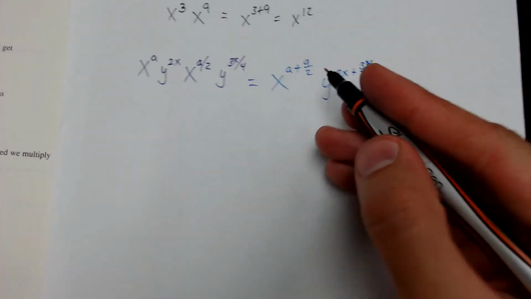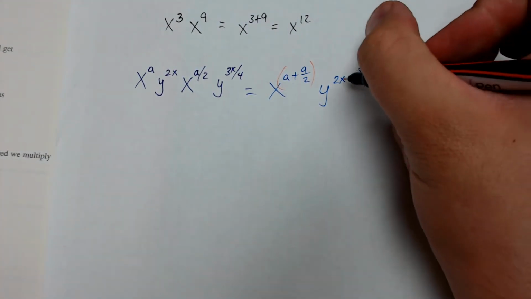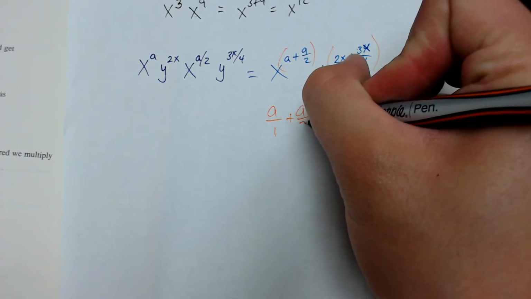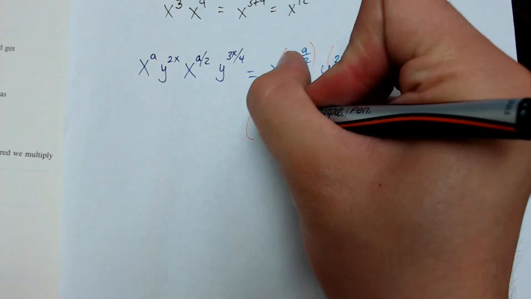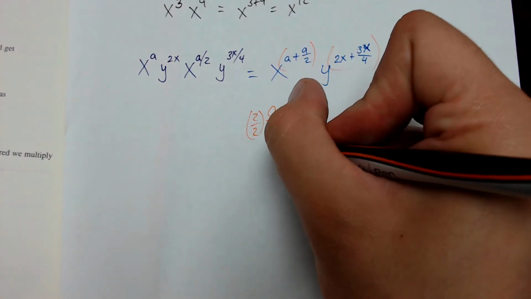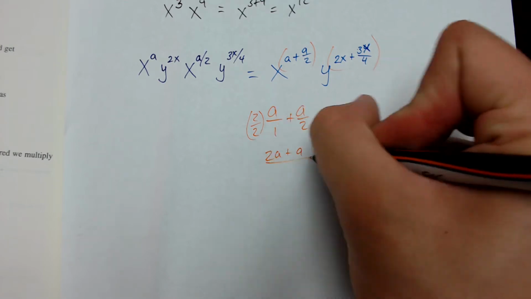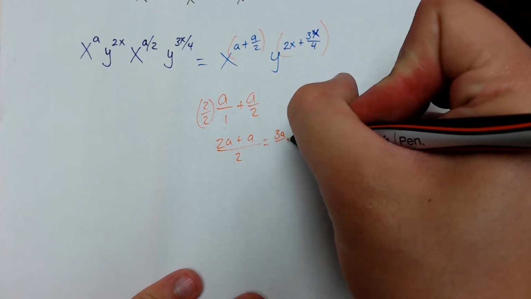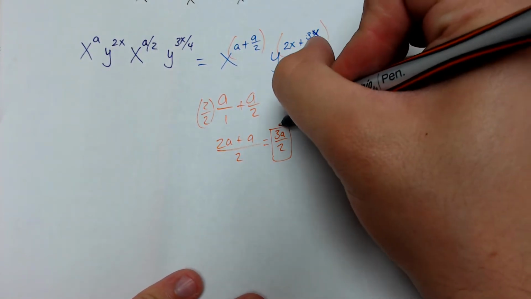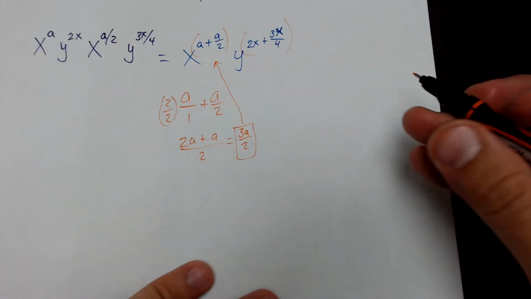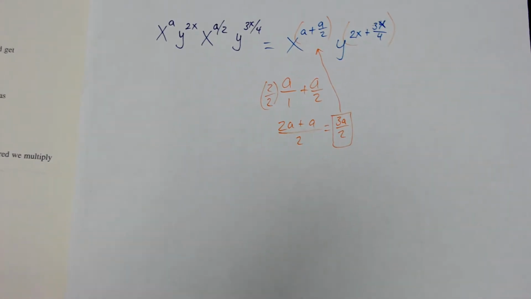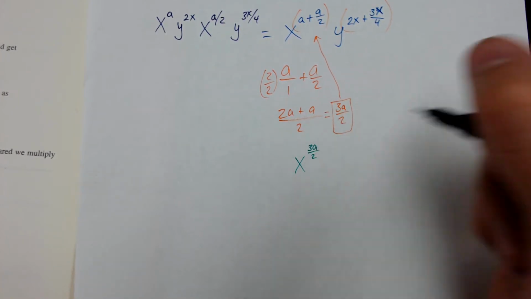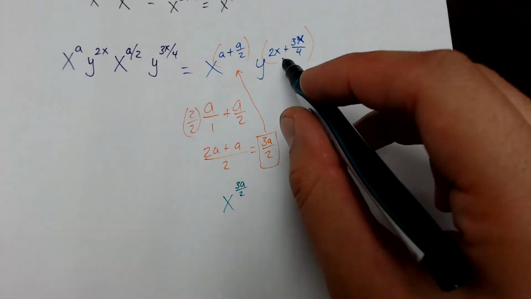For the x's, dealing with just what's going on in the exponents here, we make this a over 1 plus a over 2. We multiply by a value of 1 as 2 over 2. So then what we actually have is 2a plus a all over 2, which gives us the exponent of 3a over 2. So this is going to replace that. So for our answer, we'll have x to the exponent of 3a over 2. Now, that's only the x though. We still have to solve for y.